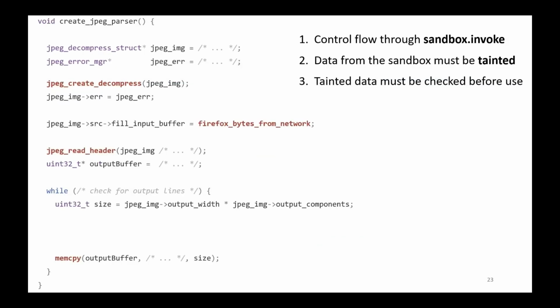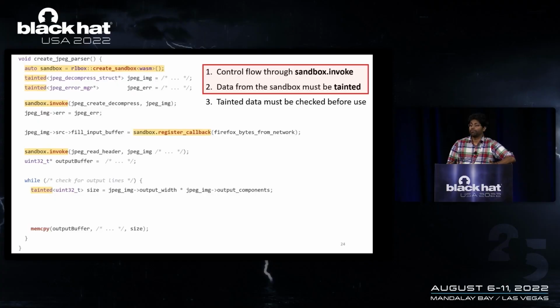Again, let's go back to that same example and apply these 3 principles. Our goal is to migrate the code in the same way that we did before, except this time with RLBox and these 3 principles. And I'm going to start with just the first 2 there. If I were to make the changes for those first 2 principles, which is sandbox.invoke and tainted data, the code is going to look like this.